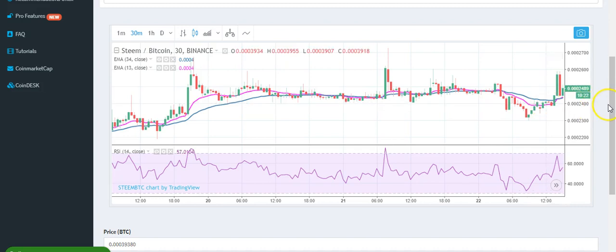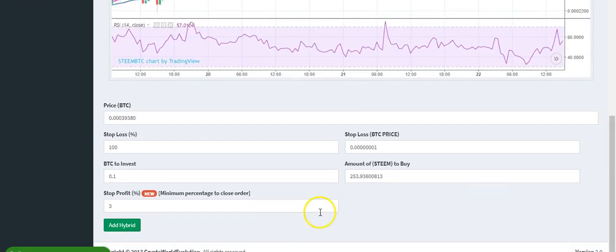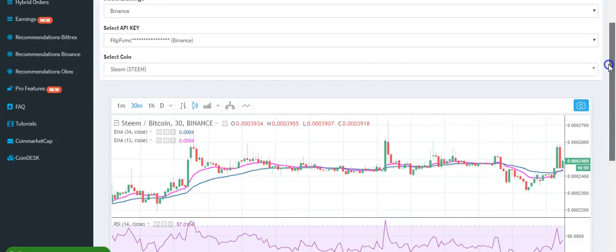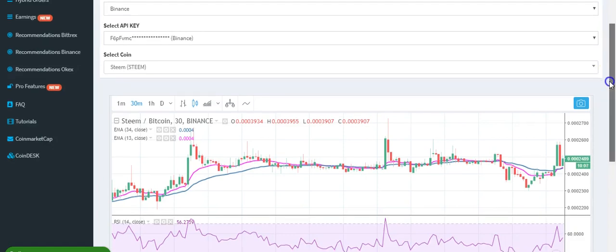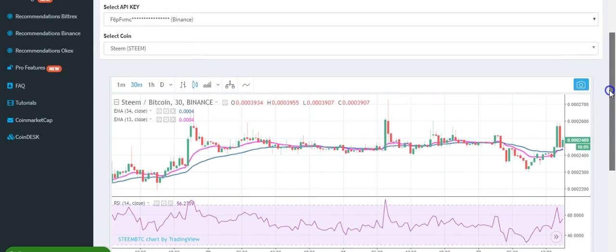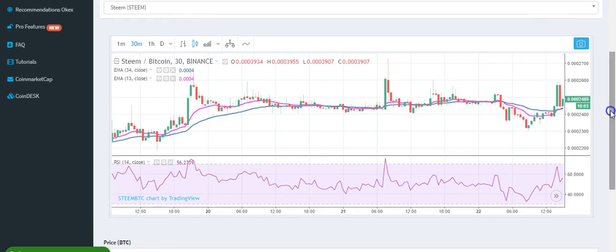So what you can notice is that anytime pink is below blue and you make a purchase and you just set this to 3%, that's how easy it is to trade Steem. The bot's going to sell it for you.